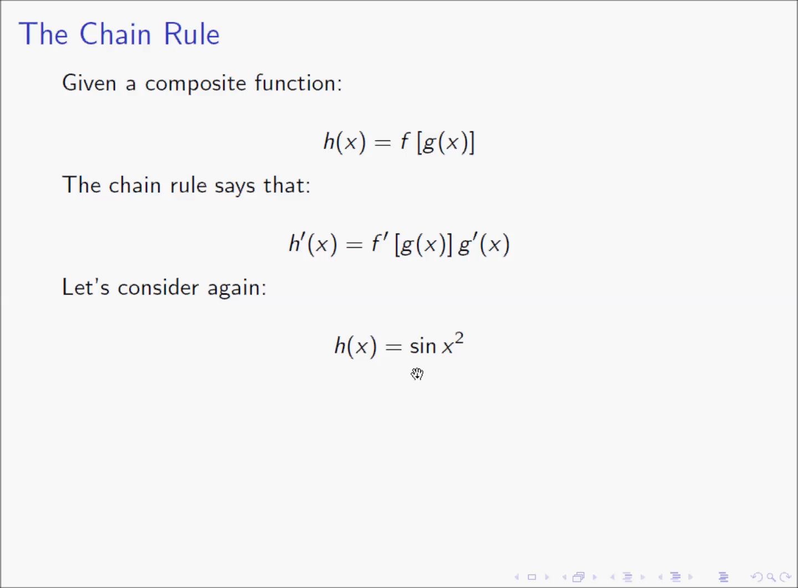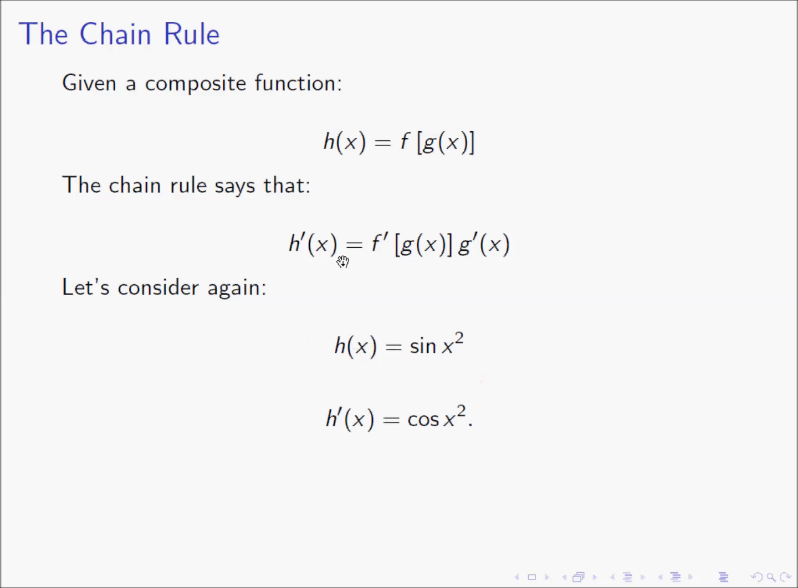Here the outer function will be sine, the function that takes the sine of a number, and the inner function will be x squared. That is, the sine is the outer function and the x squared is the inner function. So with this notation, the outer function will be the function f and the inner function will be g.